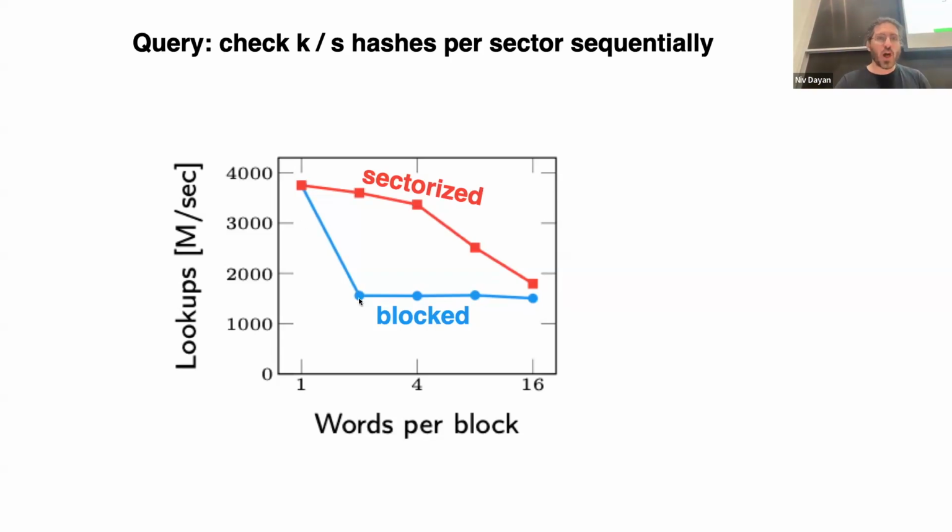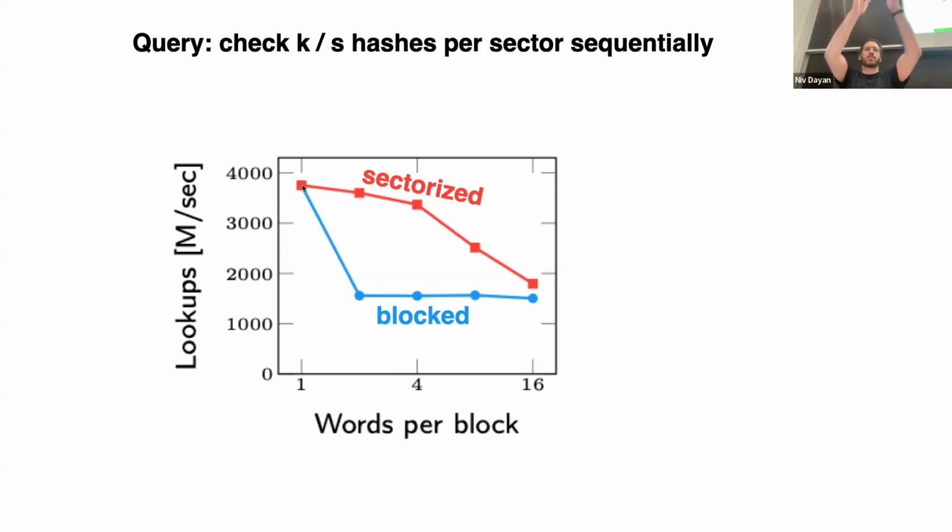Well, as we increase the block to just 2 words, immediately thrashing begins to happen. And our lookup throughput really decreases significantly. Okay? And it kind of just stays bad as you increase it, right? Because thrashing happens here. With the sectorized filter, right?